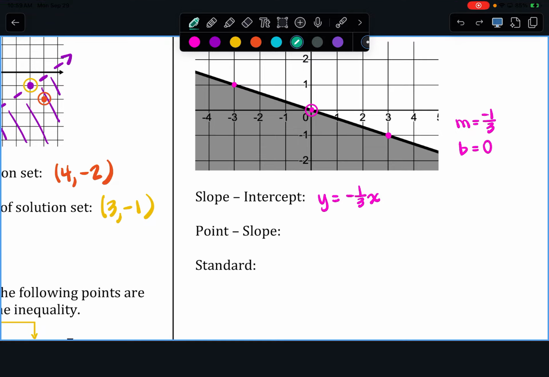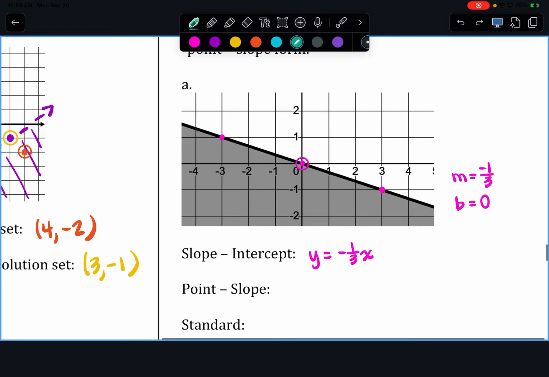All right, now we need to do point slope form. Well, I'm going to go pick a point. I'm not going to pick 0, 0 because that's the intercept. I'm going to go pick another point. I'm going to pick this guy over here. So I'm going to pick negative 3, 1 to do my point slope form with.